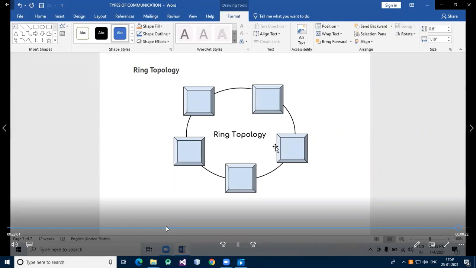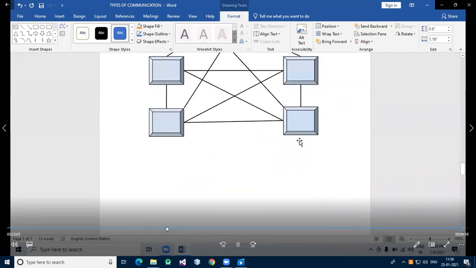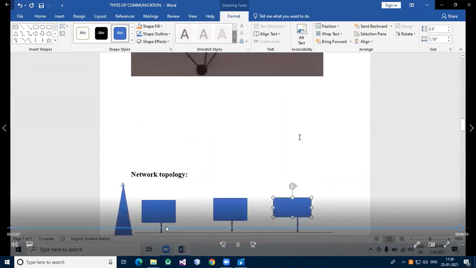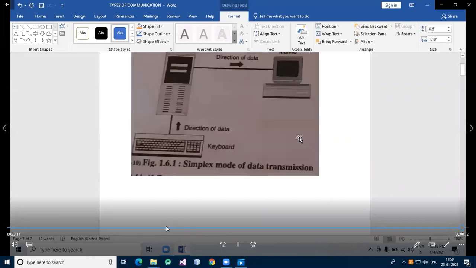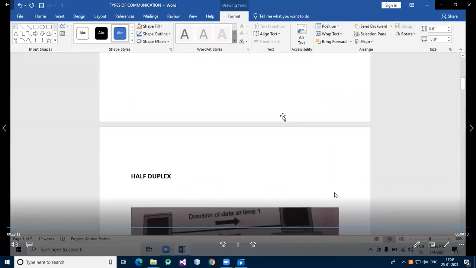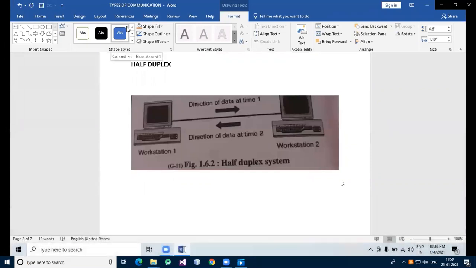So these are the topologies which we have seen, and in data communication and networking, what is simplex, half duplex, full duplex, point to point, and multipoint. Okay, so that's today's lecture. Thank you.